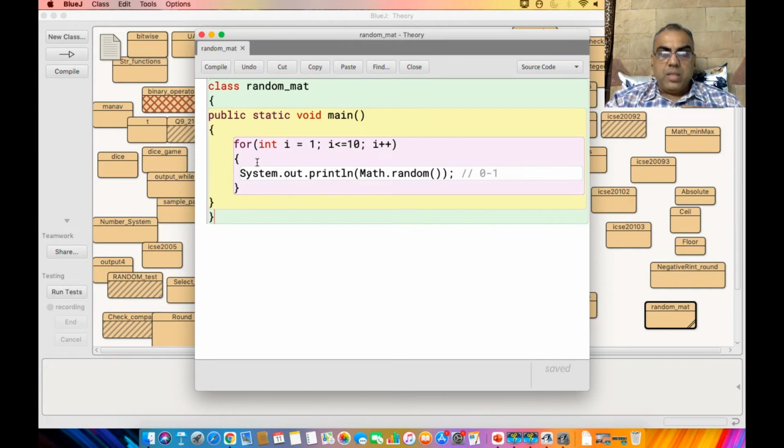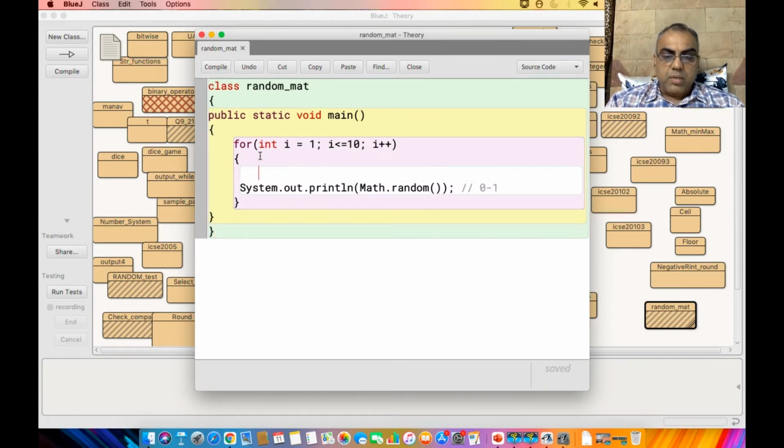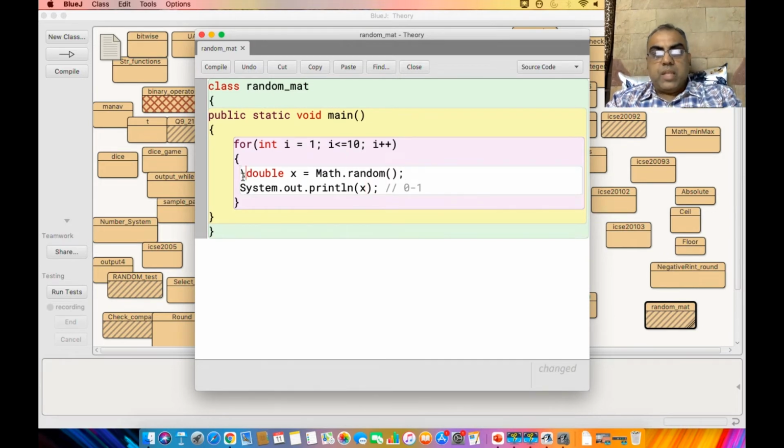So I'm going to do one thing. I'm going to say here, double, because it's a big decimal value. Double x is equal to Math.random. So obviously we are going to get a number which is going to be random. Now I'm going to print that number x over here.